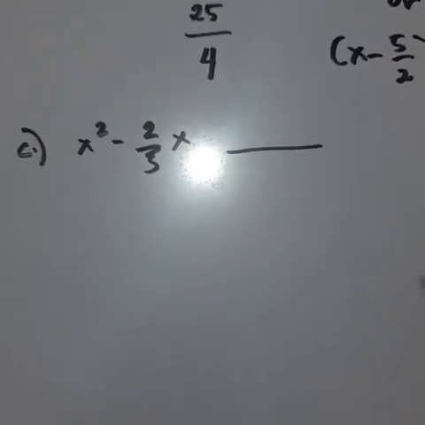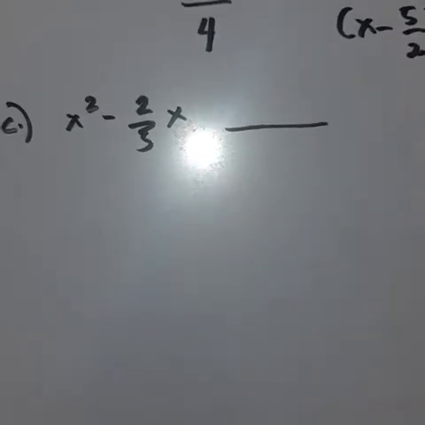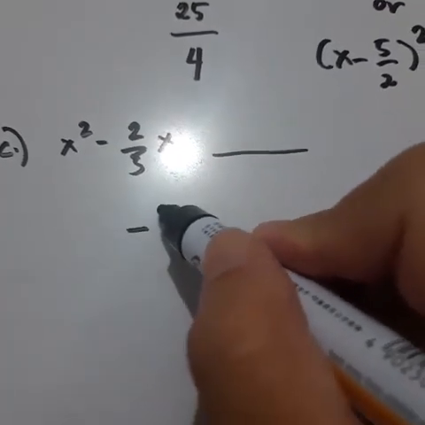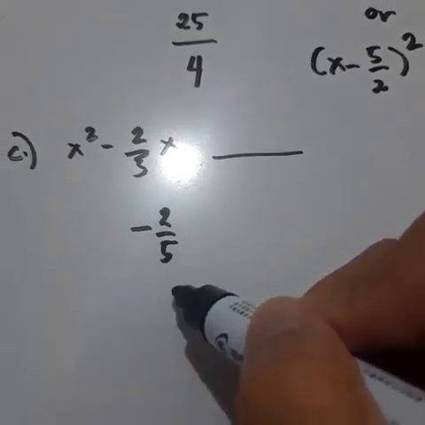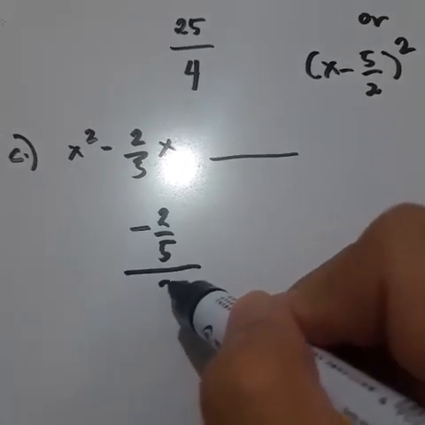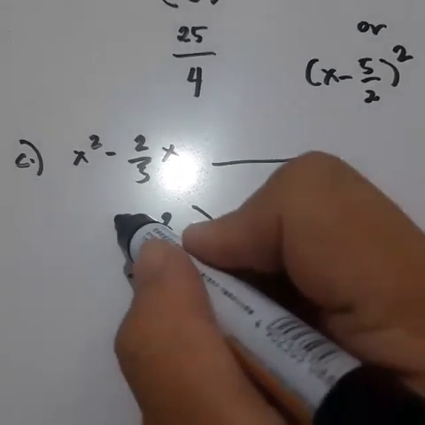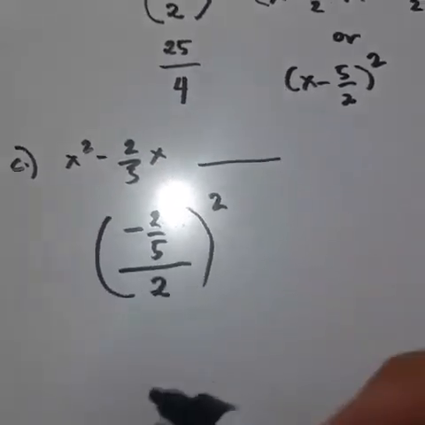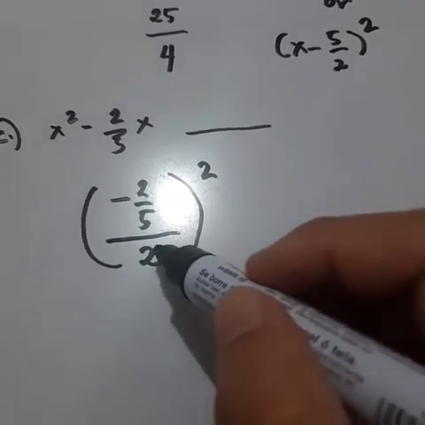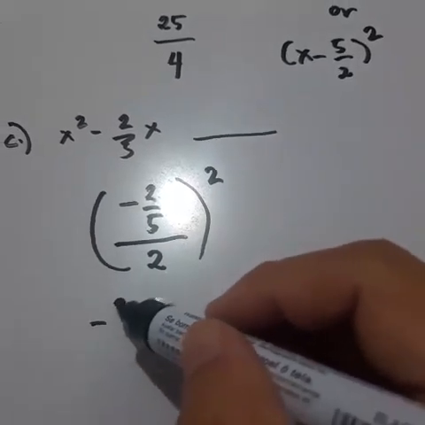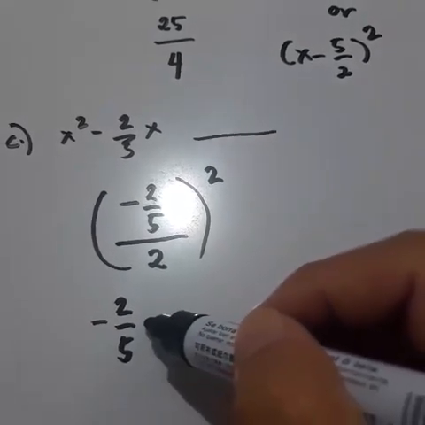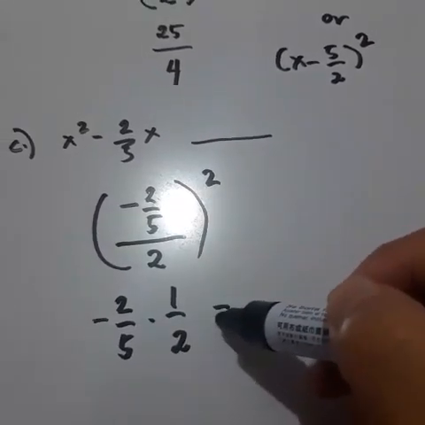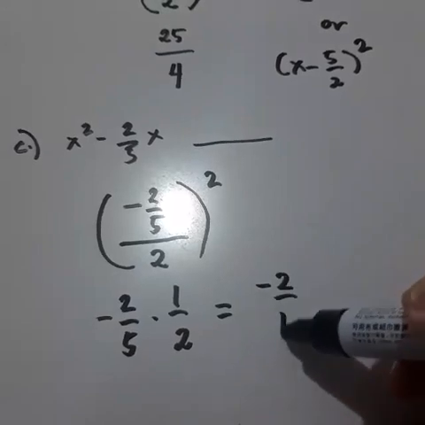Okay, let's have this last example. X squared minus 2 over 5x. So, again, negative 2 over 5. Kunin natin yung kanyang 1/2 or divided by 2 and then get its square. So, remember yung division ng fraction muna tayo, no? So, pag nag-divide tayo, get the reciprocal. So, this will become negative 2 over 5 times 1/2 or negative 2 over 10.